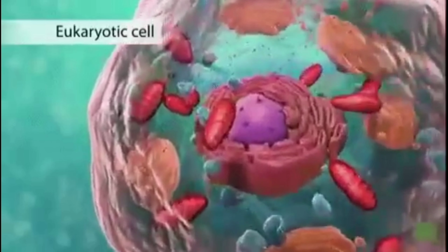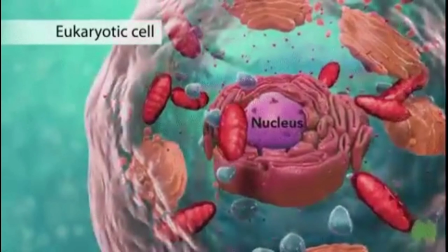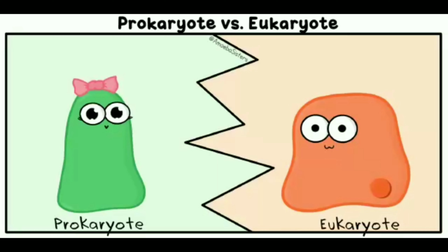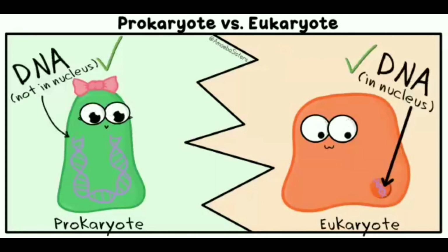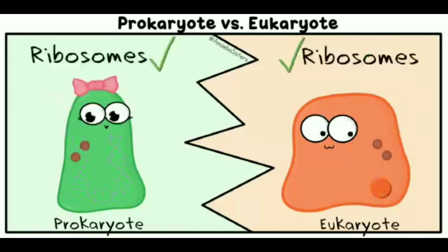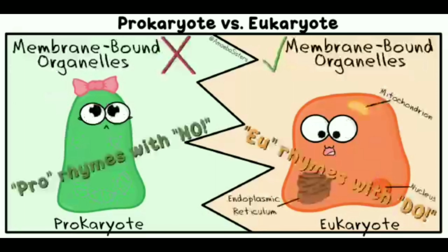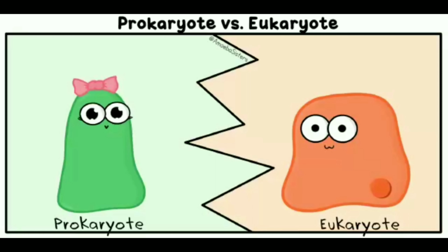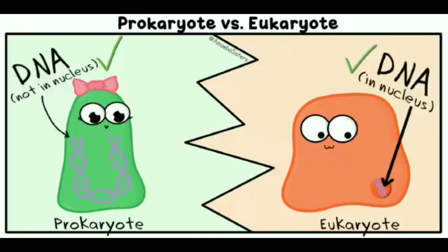On the basis of the presence or absence of an organized nucleus, cells are divided into two. The first one, prokaryotic cell: the cells without an organized nucleus or nuclear membrane. For example, bacteria, cyanobacteria, etc. And the second one, eukaryotic cell: the cells that have an organized nucleus or nuclear membrane. For example, fungi, plants, etc.